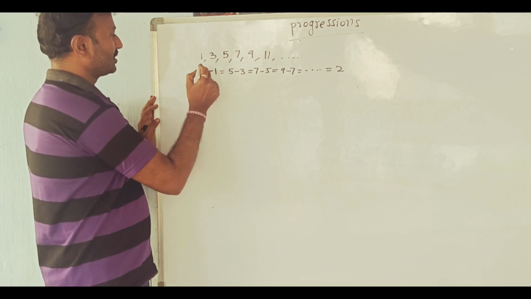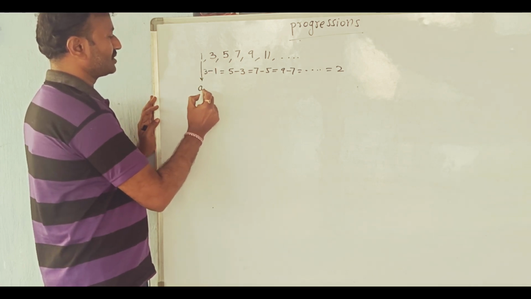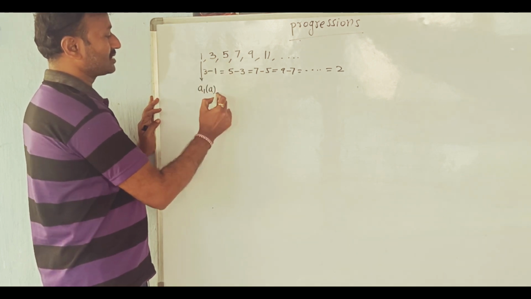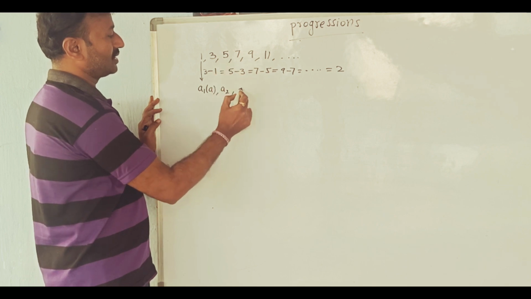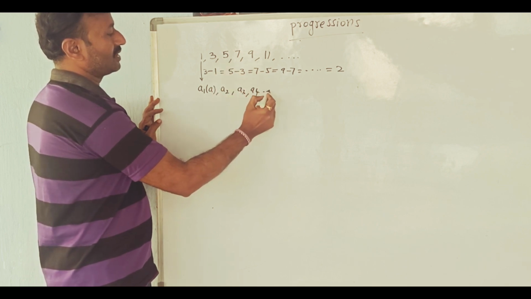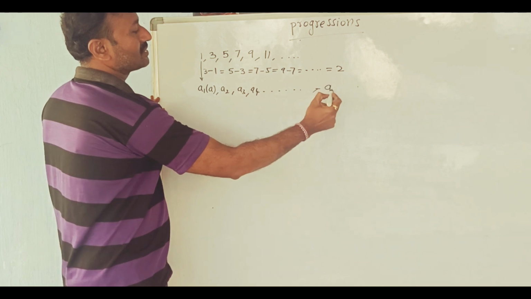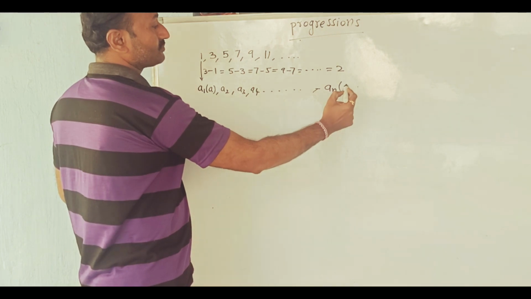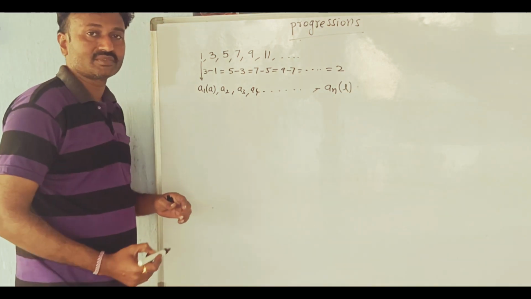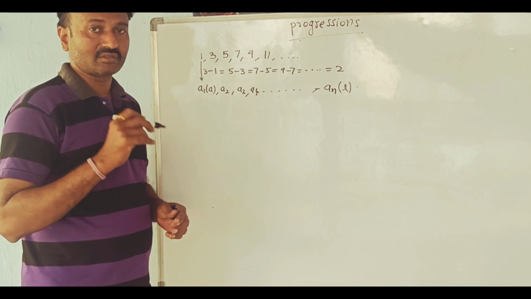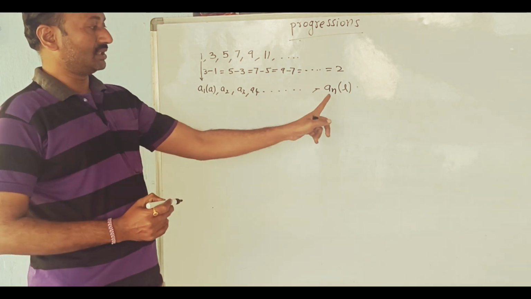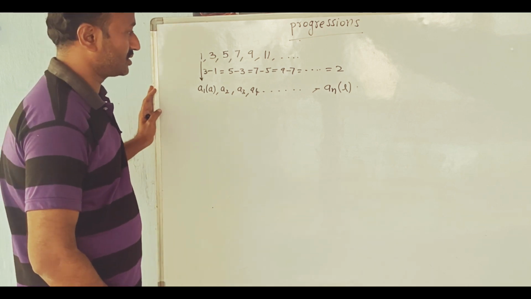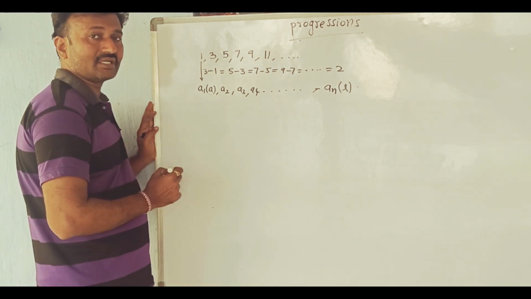To denote that, first we should understand what the first term is. We will call it A1 or A. What is the second term? A2. What is the third term? A3, A4. Like that, we will get the last term, or general term, or nth term, or L. All are the same names for the last term. L means last term. This we will use in some questions, right? So how do we derive the general term?